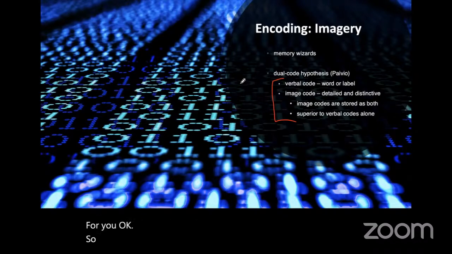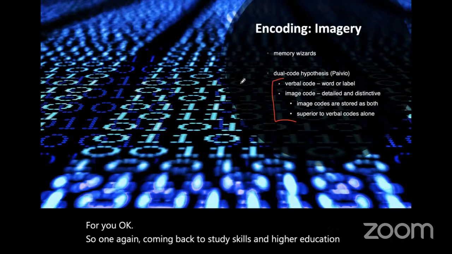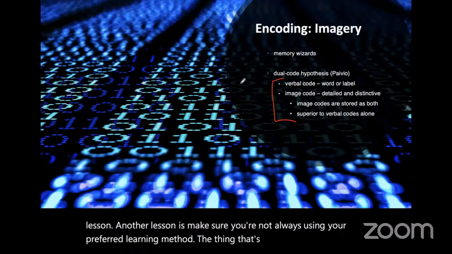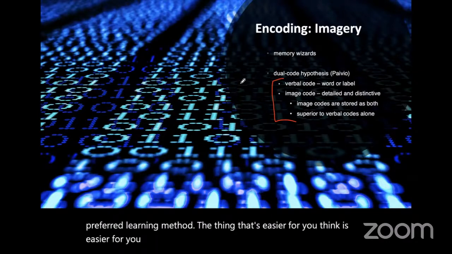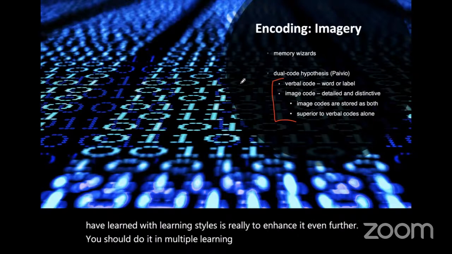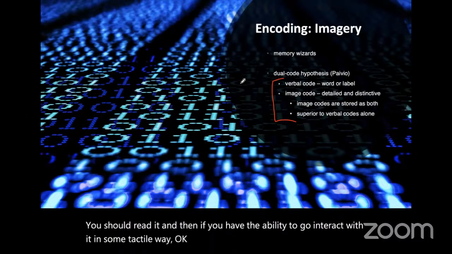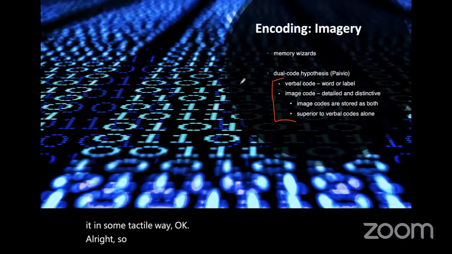So one, again, coming back to study skills and higher education, another lesson is make sure you're not always using your preferred learning method, the thing that you think is easier for you. Use what's more difficult. The second thing that we have learned with learning styles is really to enhance it even further, you should do it in multiple learning styles. So you should hear it, you should read it, and then if you have the ability, go interact with it in some tactile way, okay? All right, so there's lesson 2.